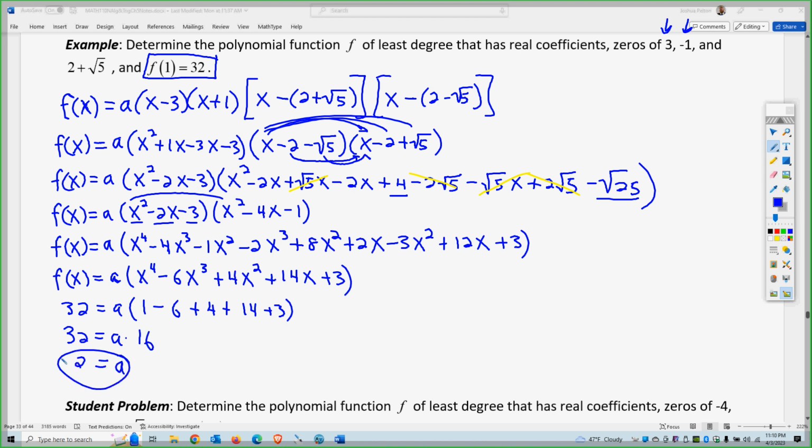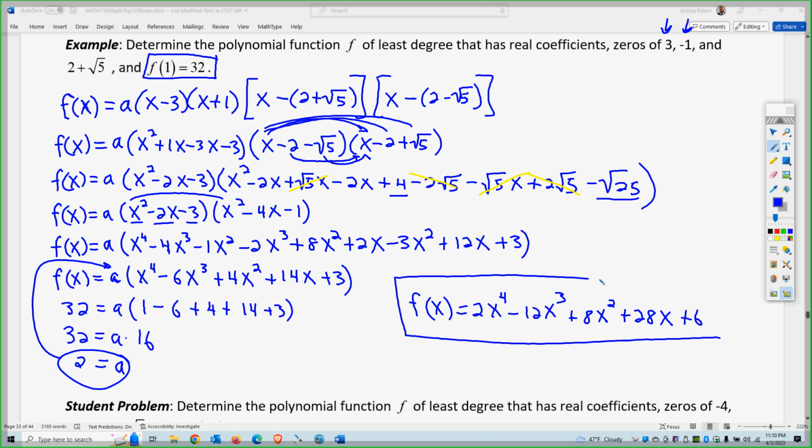All right, so I'm going to take that and plug it into there to get the actual function. So the actual function, if I plug it into there, 2 all the way through gives me 2x to the 4th minus 12x to the 3rd plus 8x squared plus 28x plus 6. All right, so that's the actual function. So we went backwards before. Instead of taking a function and breaking it up into zeros, we took the zeros and made the actual function.